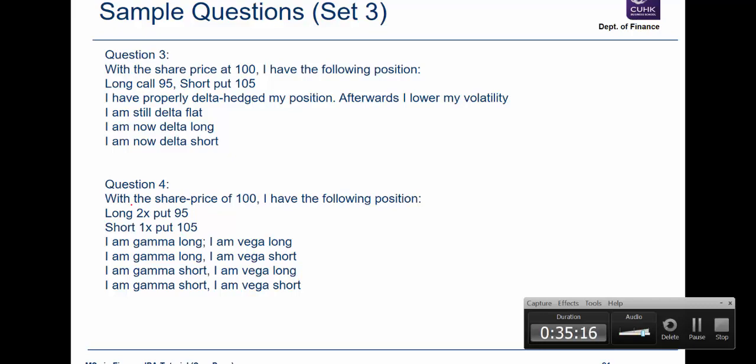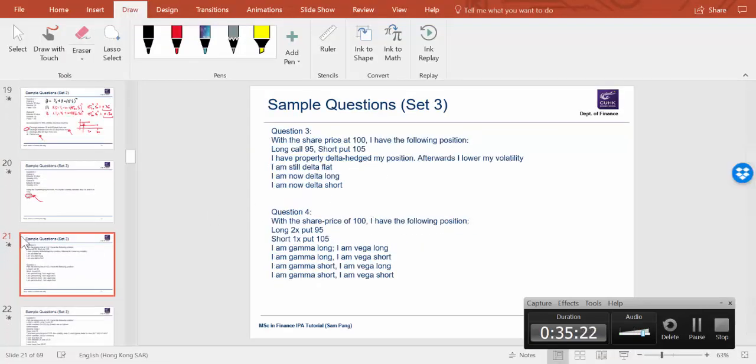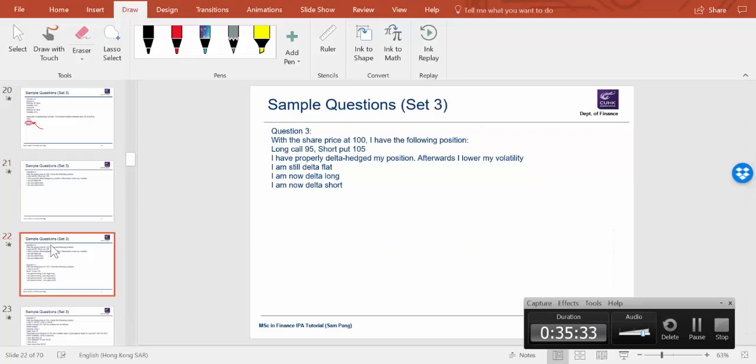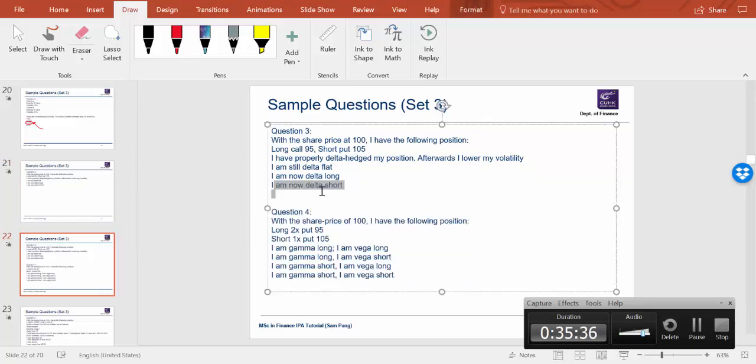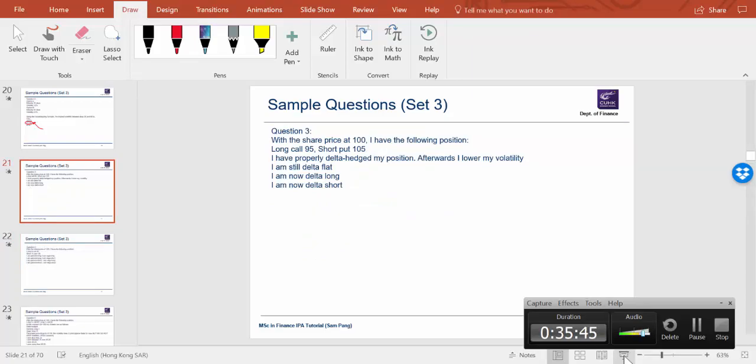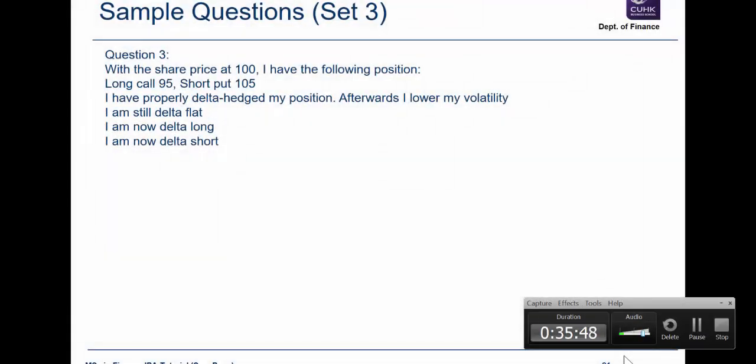Okay, let me copy this page because I want to have more space. Okay, so I'm going to tackle this question 3. Now I have more space. So the share price is 100, and I'm long call at 95.